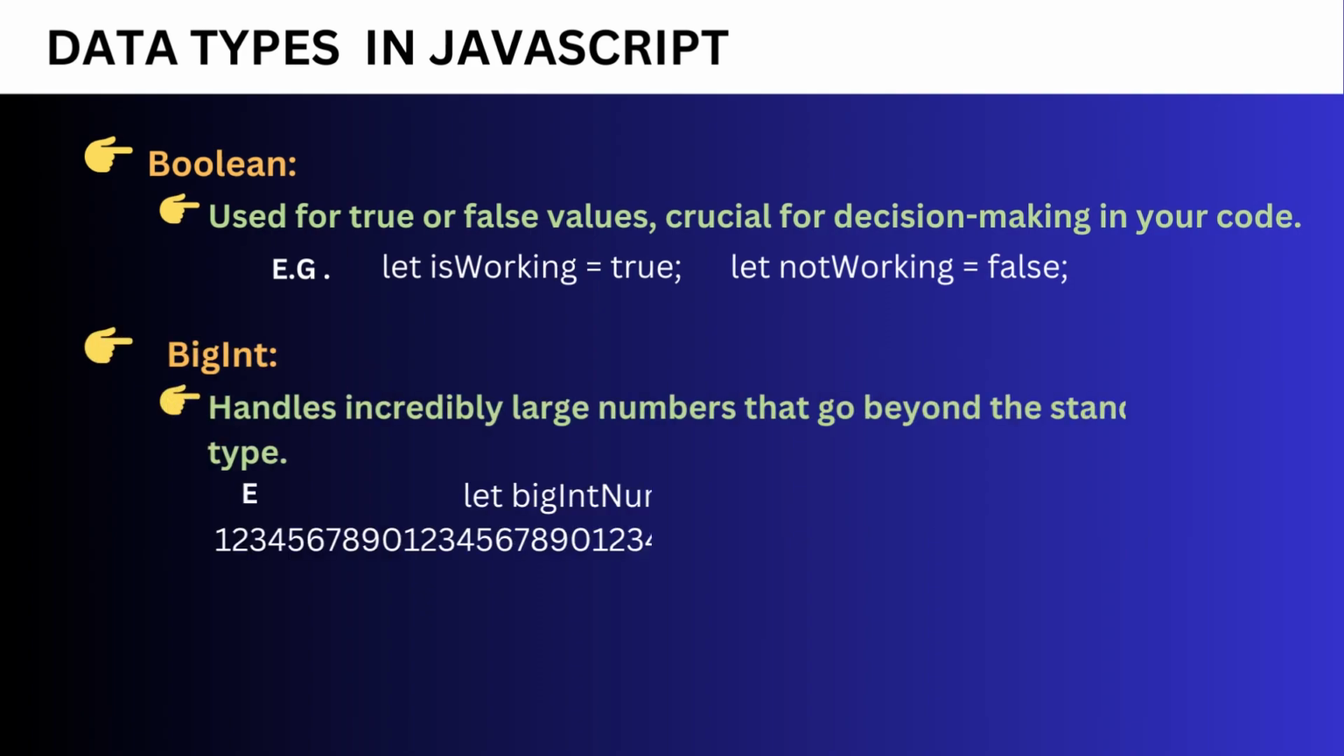After this we have BigInt. BigInt is for those really big numbers beyond the limit of the standard number type. And in this example, we have a variable which is bigIntNumber, and you can see the value of this BigInt number is too big.